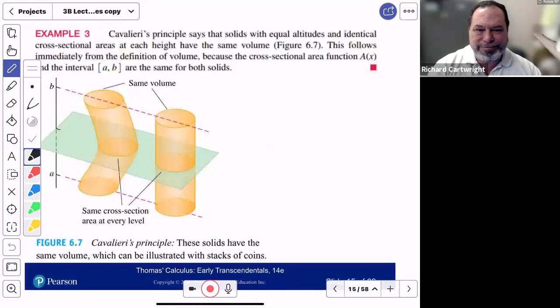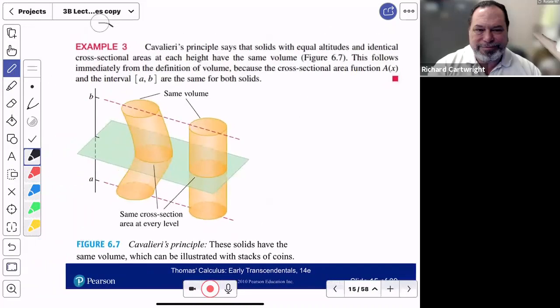Was not the easiest. Example three is not really an example. He's just talking. He's just showing off how smart he is about Cavalieri's theorem. Cavalieri's theorem is that you have this cylinder and it has a radius. And no matter where you cut this cylinder, the radius is the same. You cut it here, it's still the same. And it has a height. So it's very easy to find the volume.